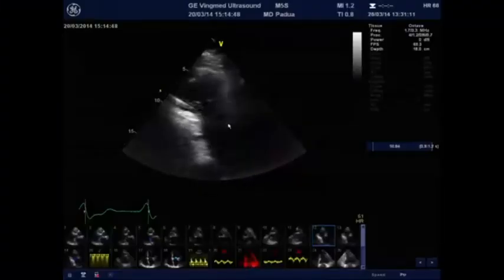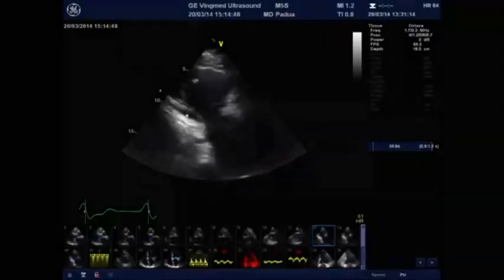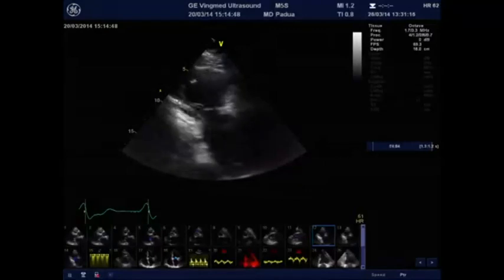Here you see the patient has a pacemaker wire, this highly reflective linear echo here, crossing the tricuspid valve.